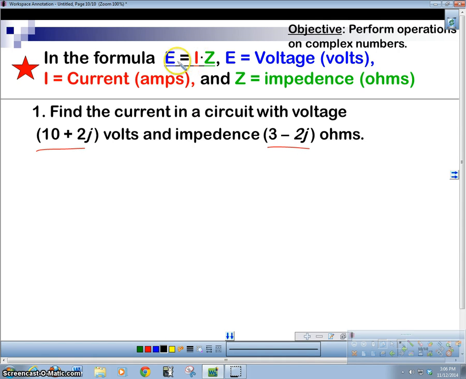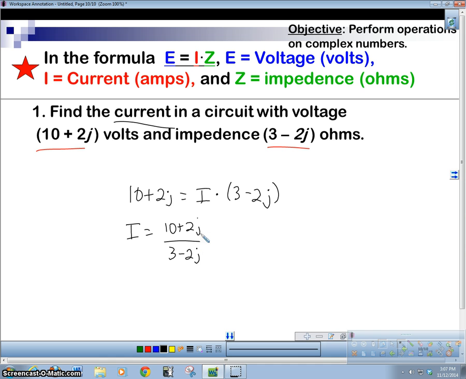Okay, so we have a voltage of this and an impedance here. So what are we looking for? Find the current, okay? So E is my voltage, 10 plus 2j. Okay, j is like i, your imaginary number, and it is equal to my current, which I don't know, so that's I, times the impedance, which is 3 minus 2j. So how do we solve for this? We're going to divide both sides by 3 minus 2j. So my current is 10 plus 2j over 3 minus 2j.